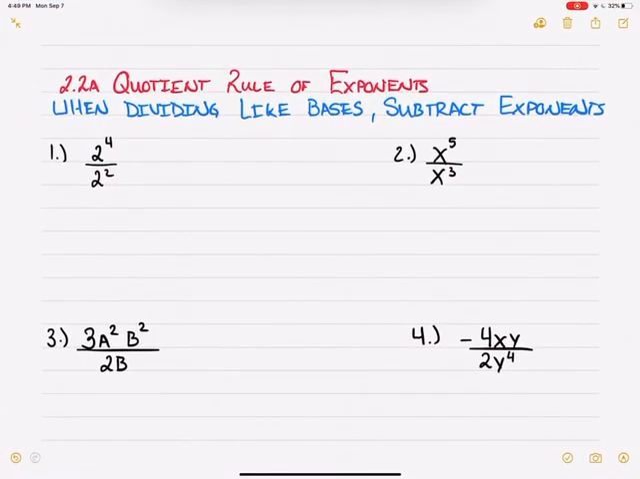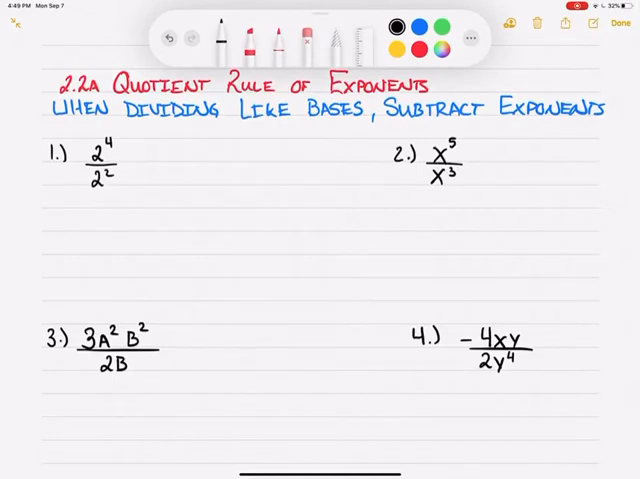Alright guys, today we are looking at the quotient rule of exponents, which says when you divide like bases, you subtract your exponents. Again, remember that when you're talking about bases and exponents, in this example, x is the base and 2 is the exponent. So we're going to keep our base the same and we're just going to subtract our exponents.